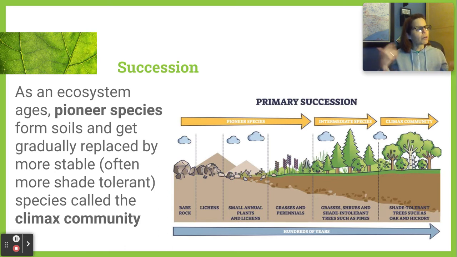Over time, more and more soil accrues as plants live and die and live and die. And then eventually we have the most shade tolerant species, which are called the climax community, and they live there until there's some disruption. So maybe there's a tornado or a fire or a bulldozer. And then the process starts over again, but it's faster with secondary succession because the soil is already there and there are already seeds.